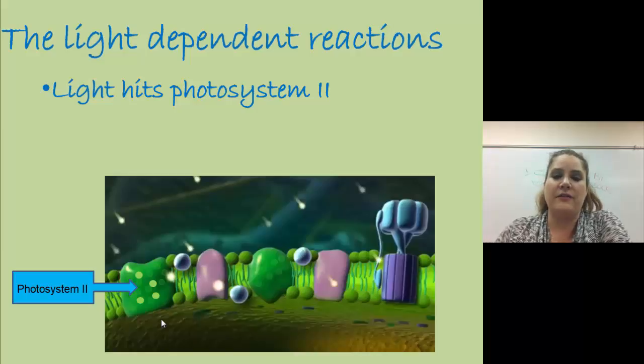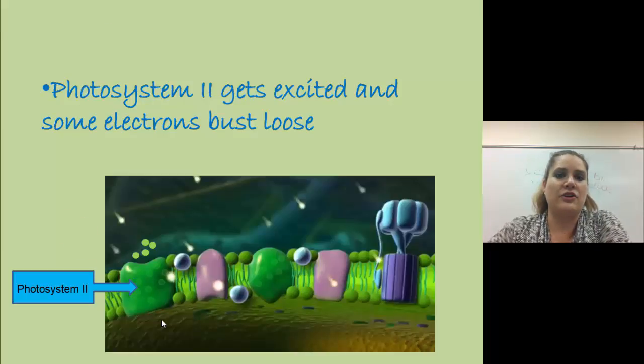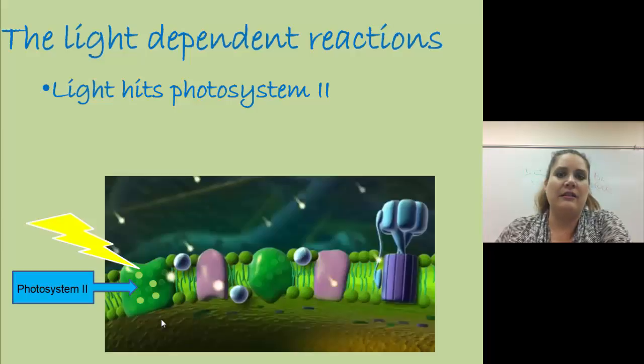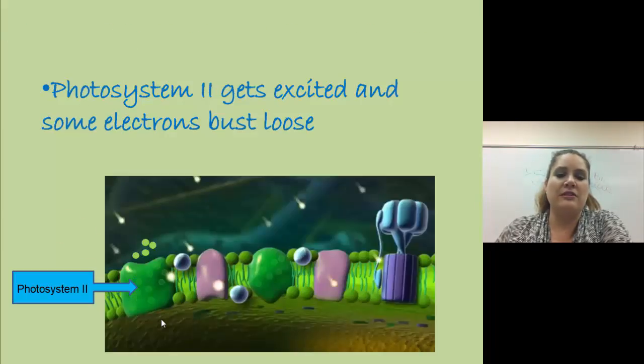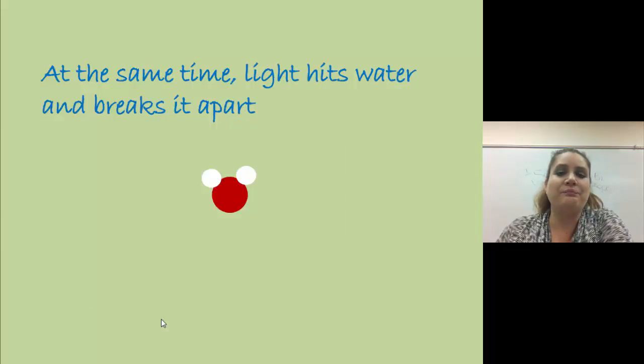So light's going to come in and hit photosystem 2. And when light hits photosystem 2, those electrons are going to get really excited. So keep an eye on those electrons. Photosystem 2 gets so excited by the light that those electrons just bust loose, okay? And when those electrons bust loose, they're super high energy. They're super excited, they've got lots of energy, okay?